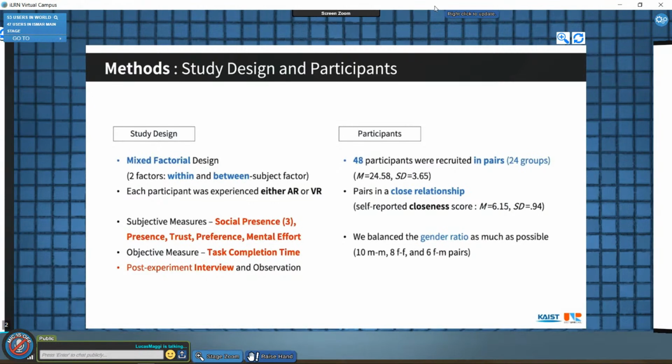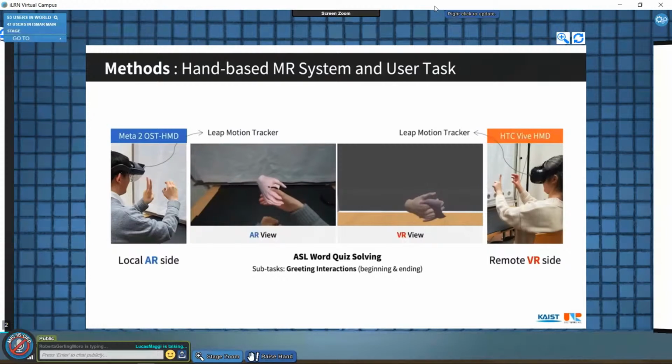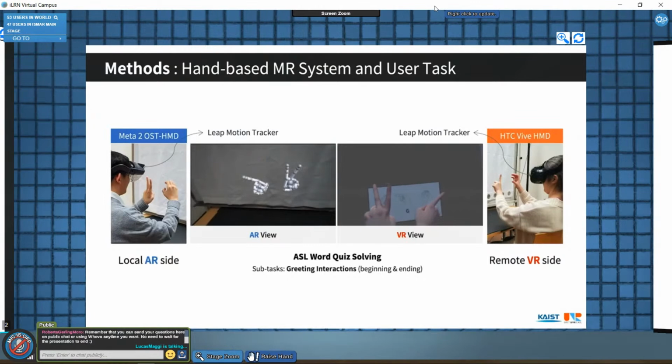As dependent variables, we measured the three different social presences, presence, trust, preference, and mental effort. The task completion time and the post-experiment interview results were also used. A total of 48 participants were recruited in pairs, and they were all in a close relationship. We implemented a prototype MR telepresence system. Each AR and VR participant wore a Meta 2 or an HTC Vive, and a limb motion tracker was used for the real-time hand tracking.